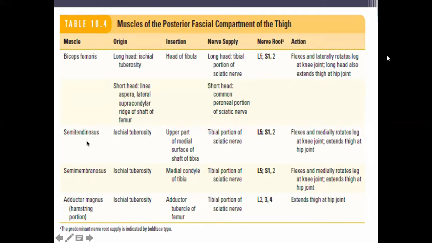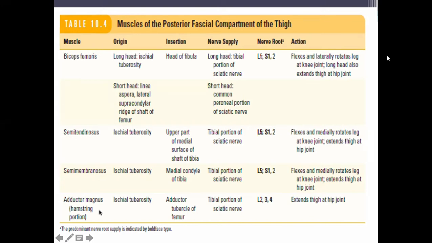The semitendinosus originates from the ischial tuberosity and is inserted into the upper part of the medial surface of the shaft of the tibia. The nerve supply is from the tibial portion of the sciatic nerve, and its action is to flex and medially rotate the leg at the knee joint, and extend the thigh at the hip joint. The semimembranosus originates from the ischial tuberosity and is inserted into the medial condyle of the tibia. Its nerve supply is from the tibial nerve. It has the same action: it flexes and medially rotates the leg at the knee joint, and extends the thigh at the hip joint.